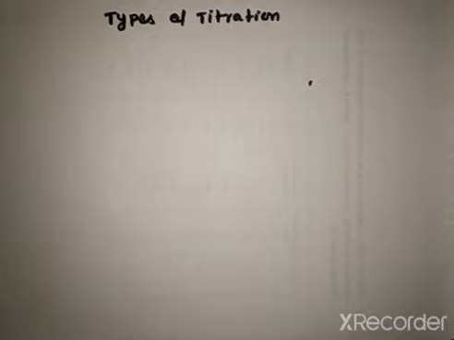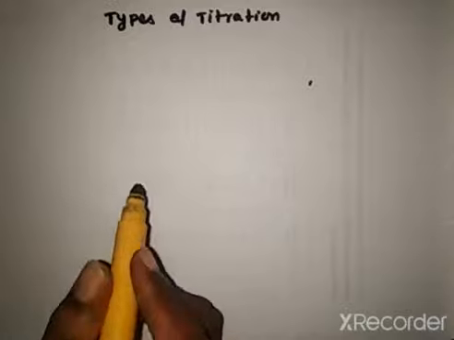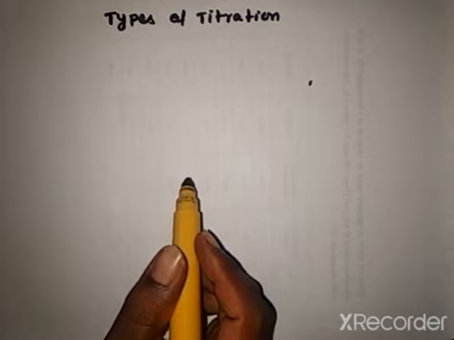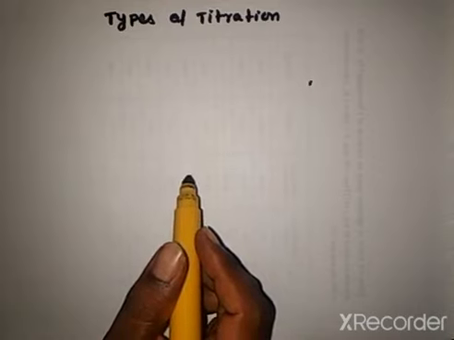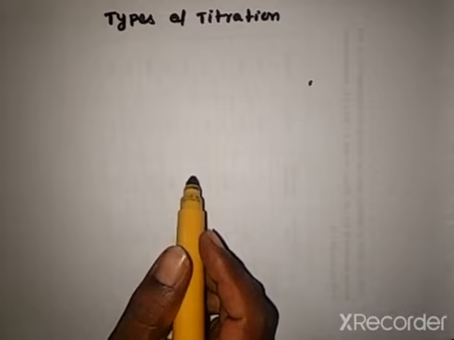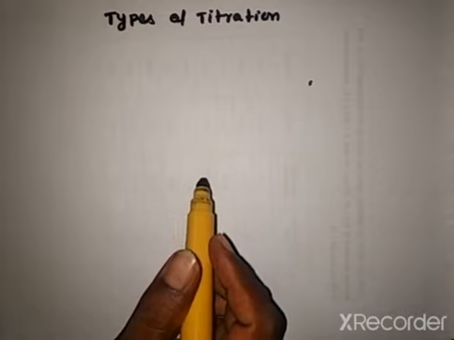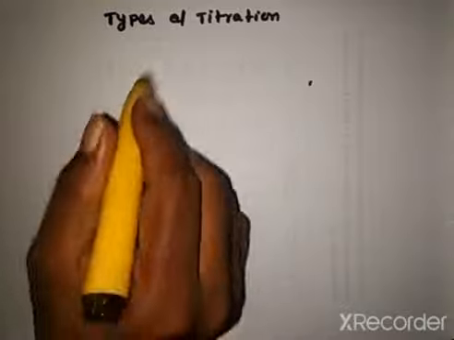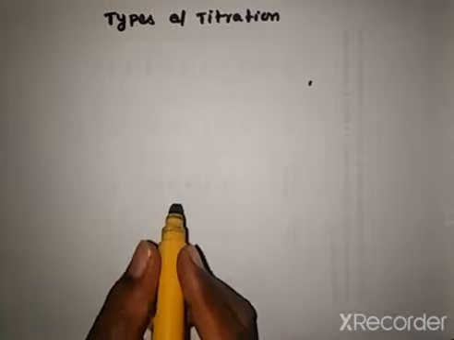There are many types of titrations when considering goals and procedures. However, the most common types of titration in quantitative chemical analysis are redox titration and acid base titrations. So redox and acid base titrations are the most important titrations in quantitative chemical analysis. There are four types of titrations.